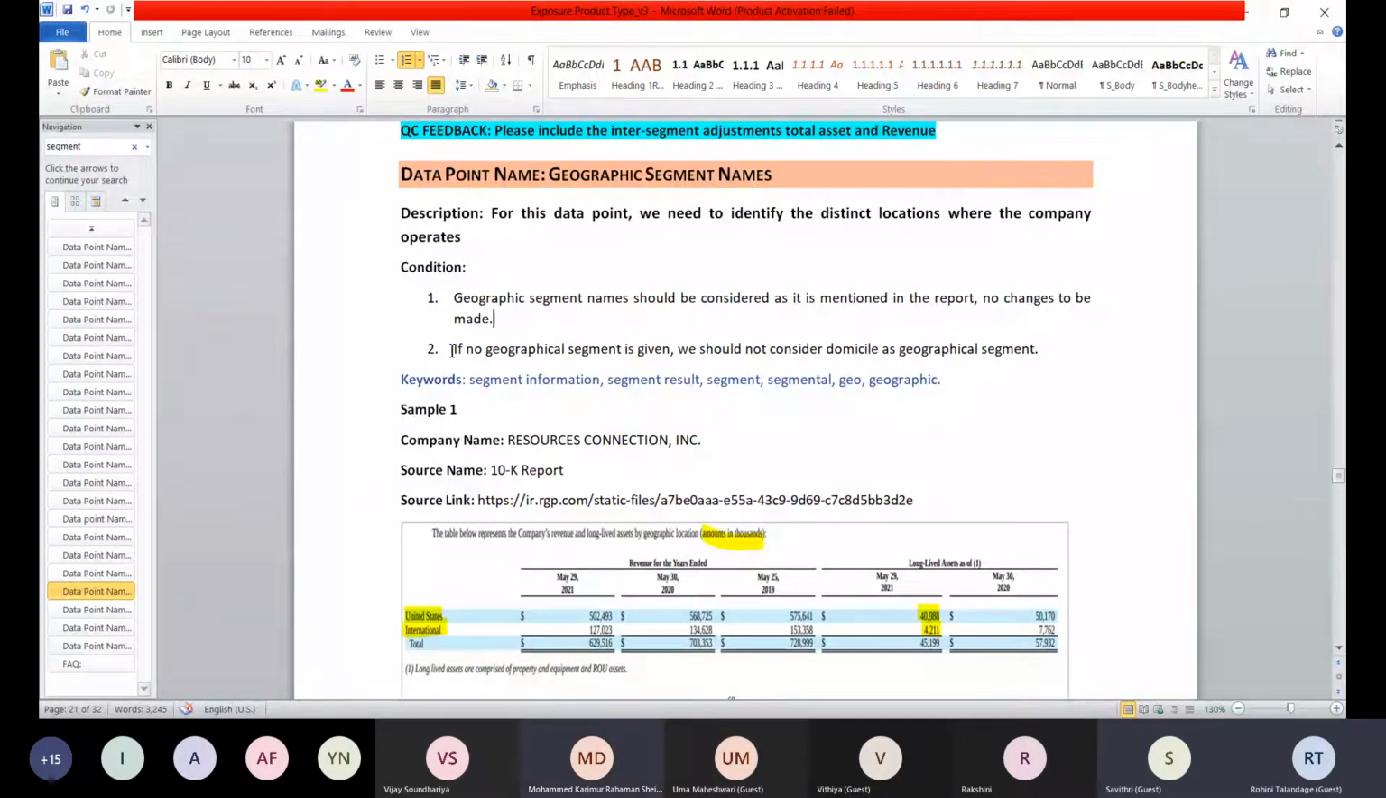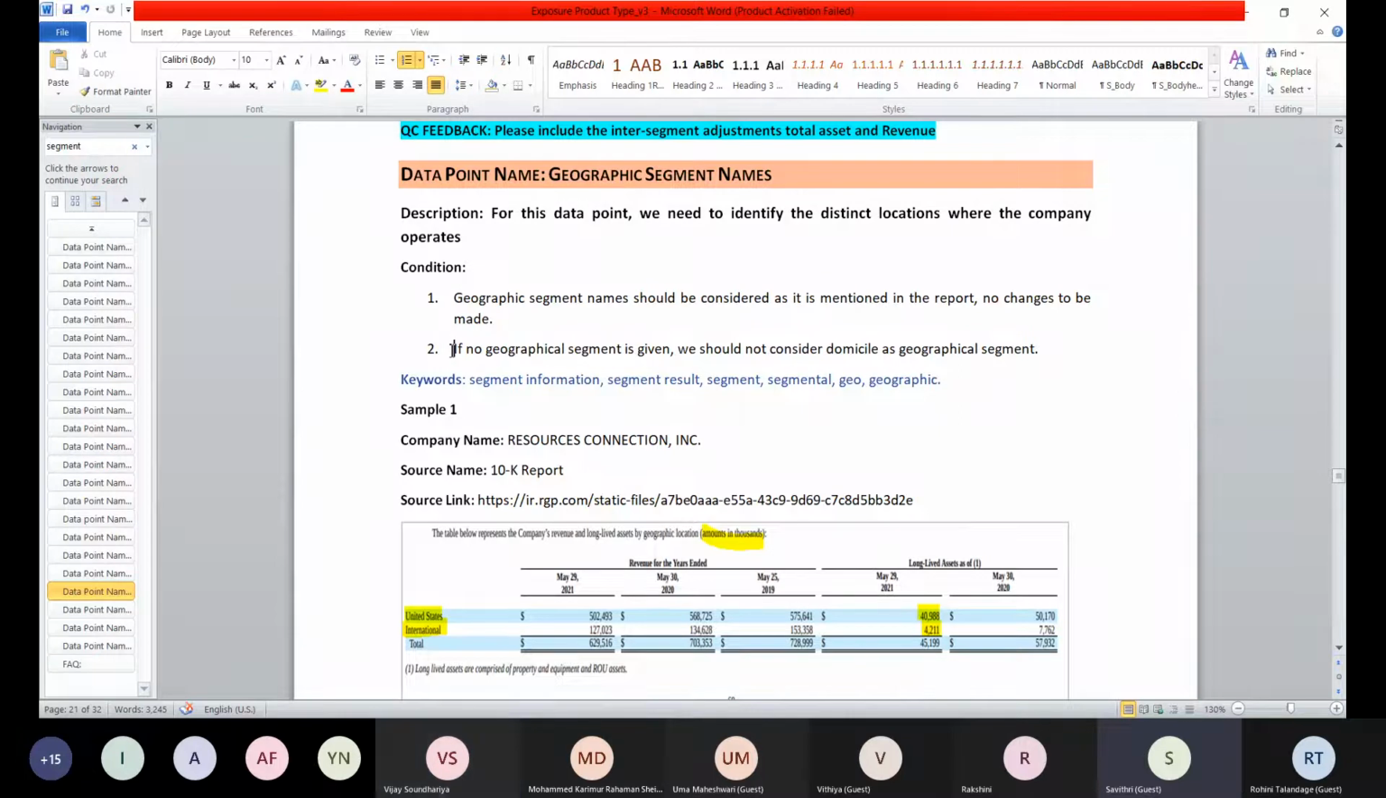And the second condition is, for example, there it is stated as United States. Some people may take it as US, or some people may take it as USA in short. That you should not do. If it is United States, take it as it is.